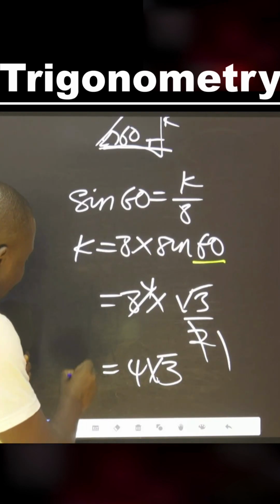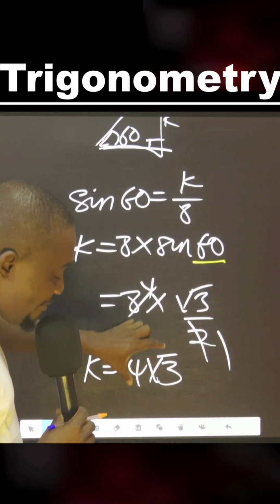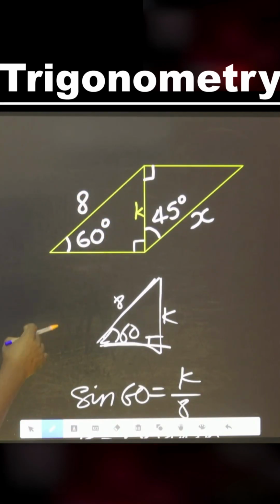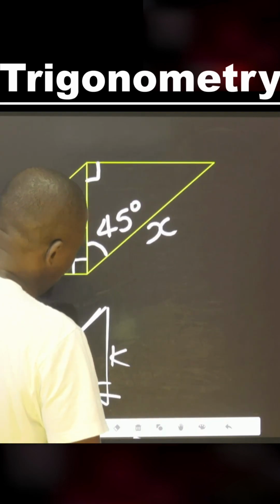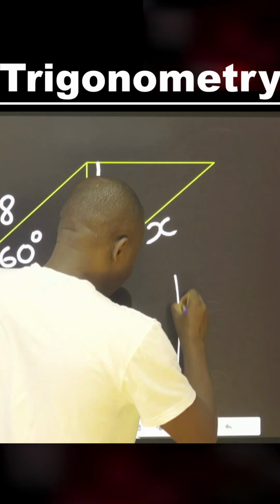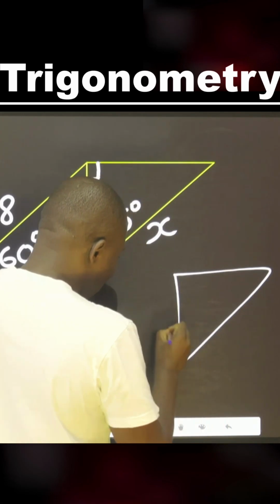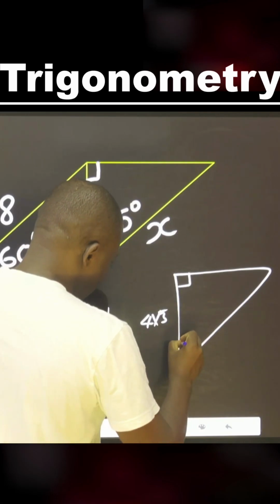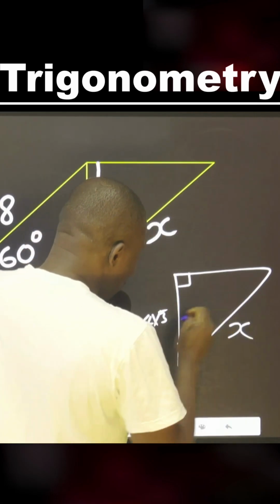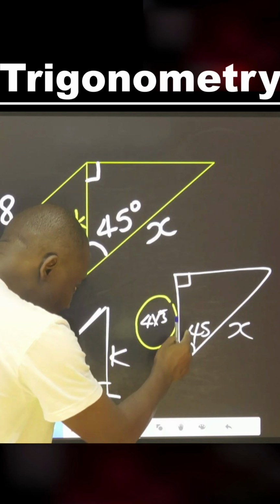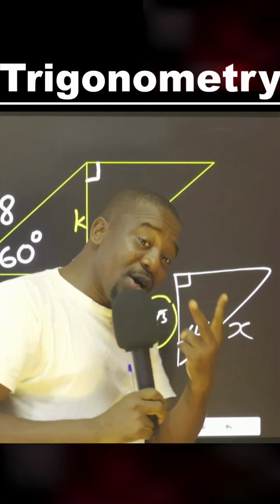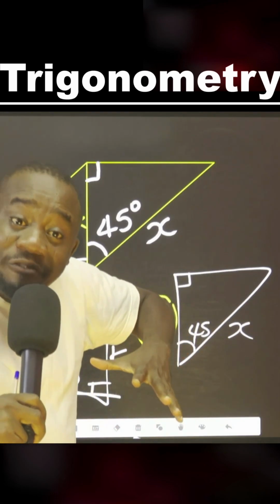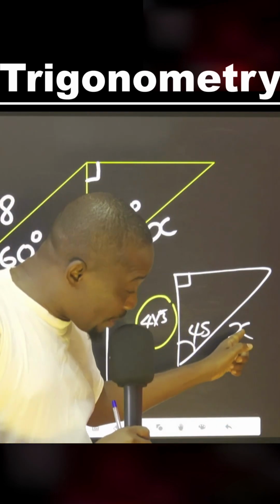Now we have K. So we now have 4 square root of 3. We have to come here now and put it. So we come here to say K, we now know you. Let's redraw this. K is 4 square root of 3. Here is 90 degrees. Here is 45. Here is X. Now we join 45 to look for X, because they are now two: a side and an angle. They are now qualified to enter the darkness to look for the missing friend.